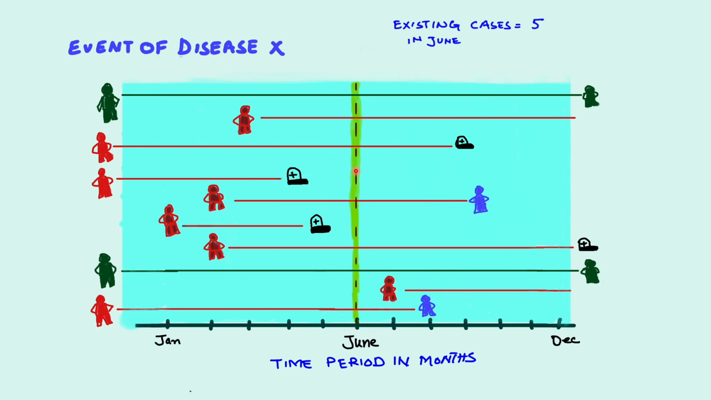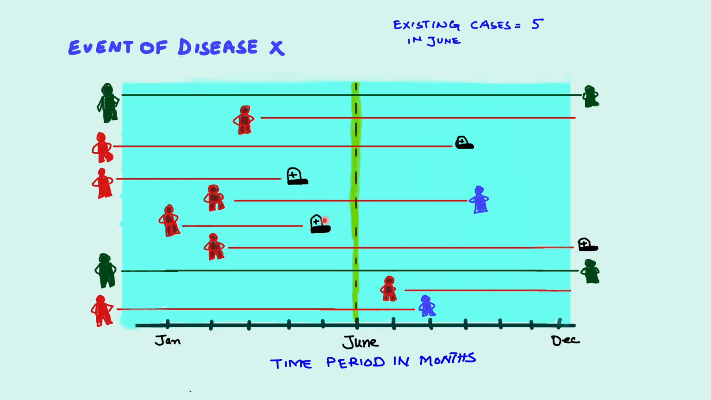For prevalence, we include all existing cases at the selected point in time, regardless of whether they developed before or during the study period. Looking at June, we count all individuals who had disease X and were alive at that point in time. So this individual had the disease and was alive, so this person is included. This individual is also included because they had the disease and were alive in June. This individual is not included because they died before June, therefore not part of the population at that point in time. This individual is included.